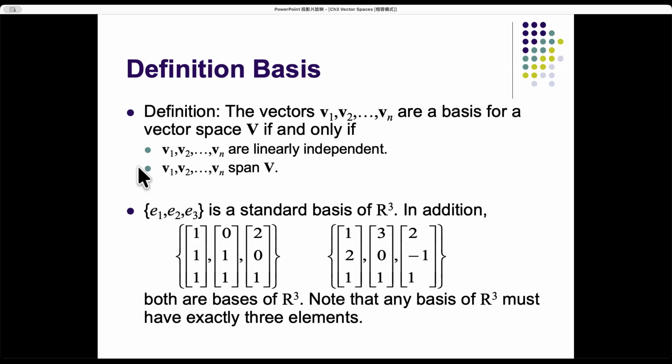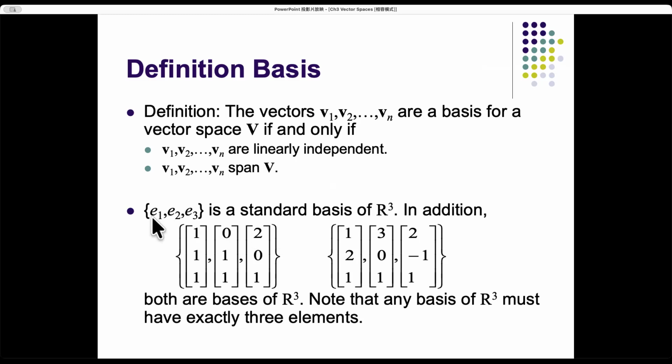So if these two conditions hold, we say v1 to vn are a basis for vector space V. Because this is if and only if, we can verify some examples of bases very easily.